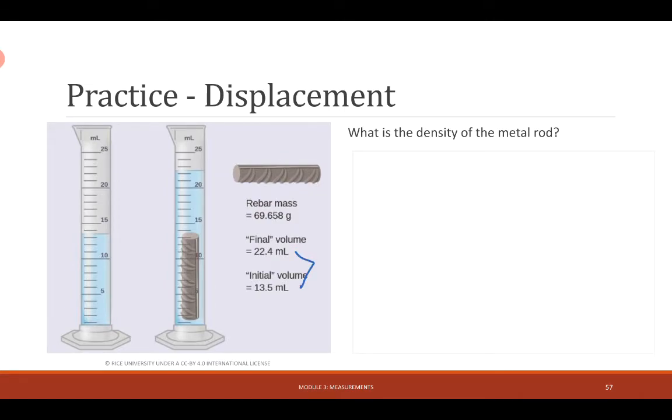Go ahead and pause the video and try to work out what the density of this metal rod is. Unpause the video when you are ready to continue.